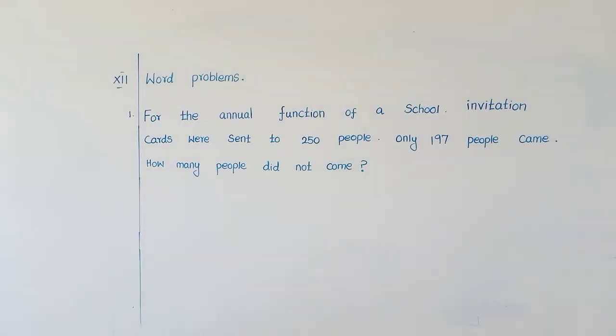Listen, all of you see the board, read the question. For the annual function of your school, invitation cards were sent to 250 people. Only 197 people came. How many people did not come? Can you understand this question? One school annual function is there. They sent the cards to 250 people.